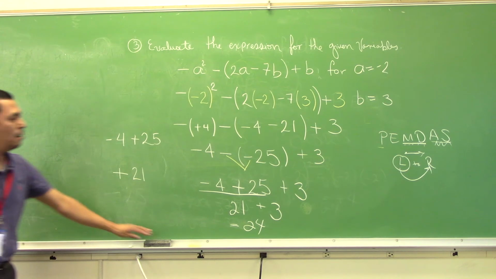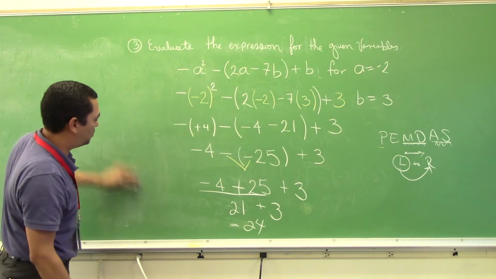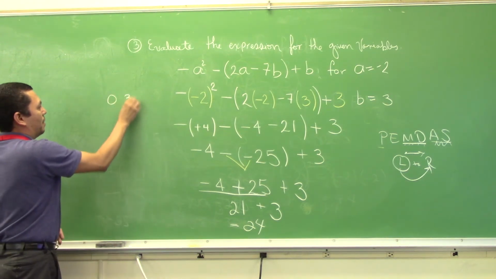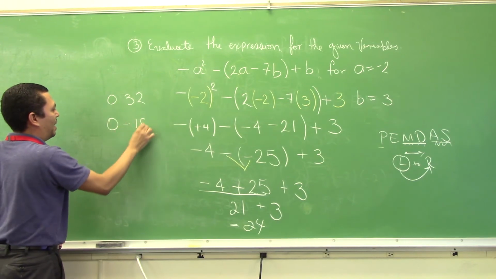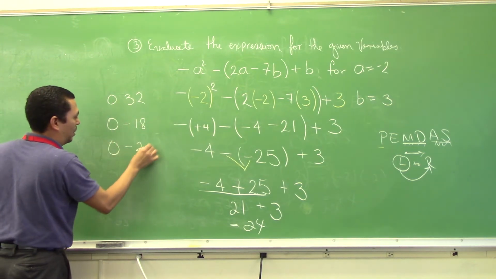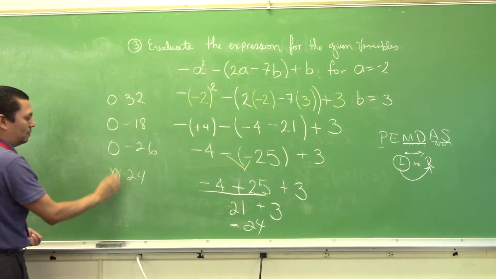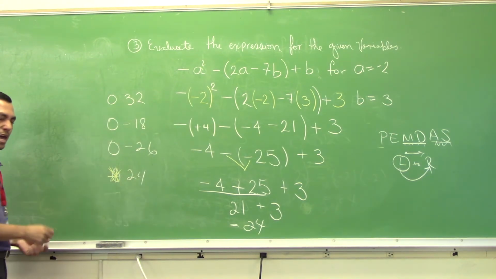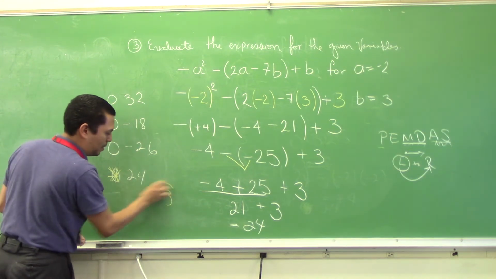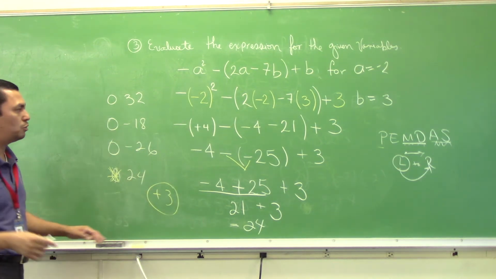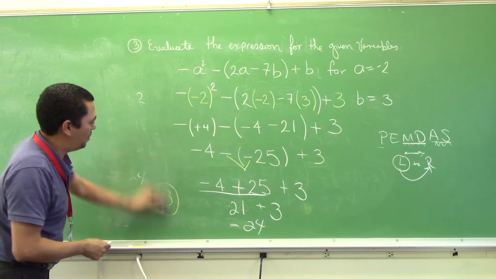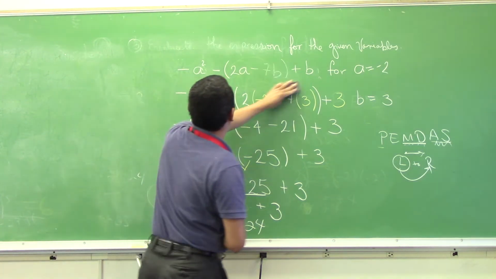So which ones were the solutions that you have? Which options? So you have 32, negative 18, then you have negative 26, and then you have 24. So in this case, you mark 24, and you will get your 3 points, which is each question's value. So let me erase, and we're going to solve another one.